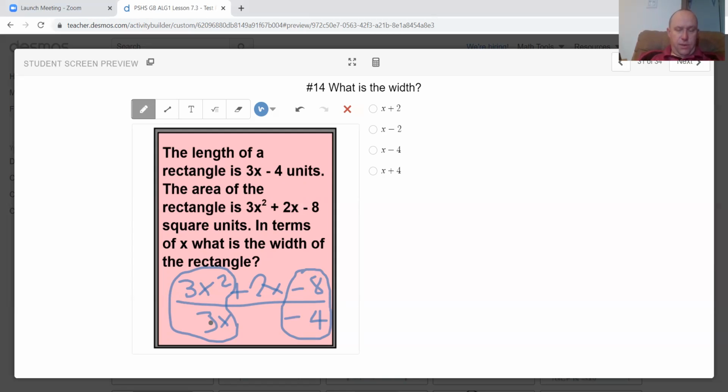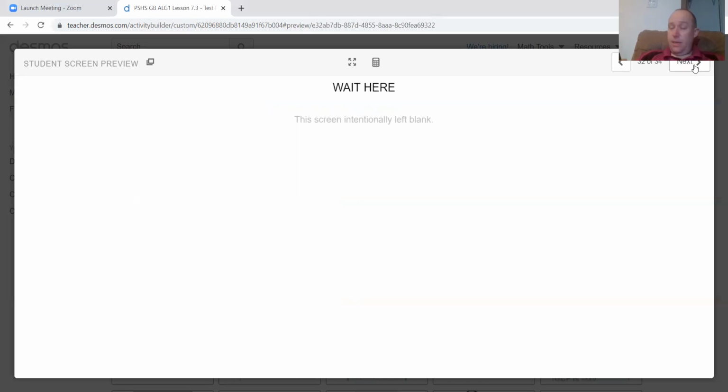3x squared divided by 3x. 3 divided by 3 is 1. And x squared divided by x is x. So 1x, which actually they all say on this one. And then negative 8 divided by negative 4 is 2, positive 2. And we have our answer. That's the end for this one. That's exactly how you do those.